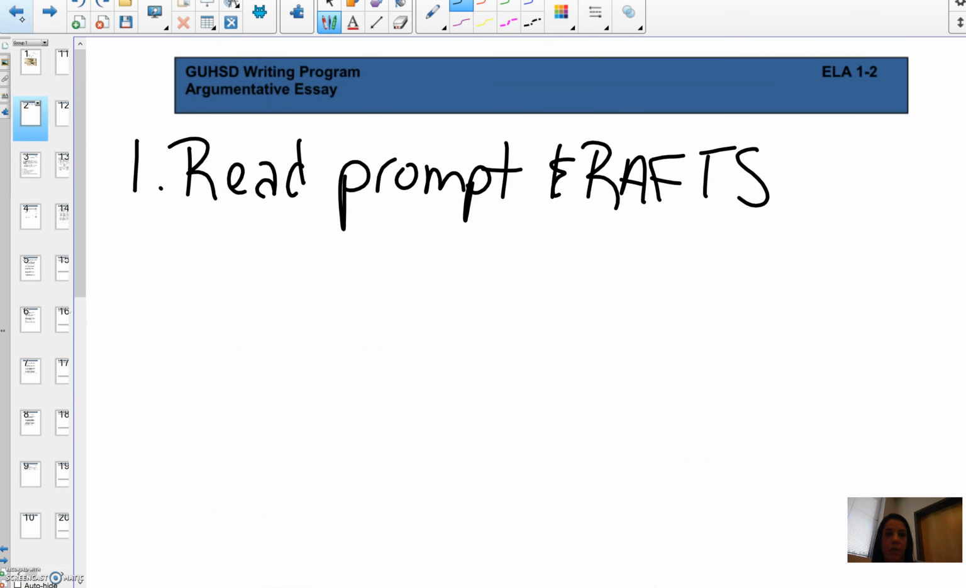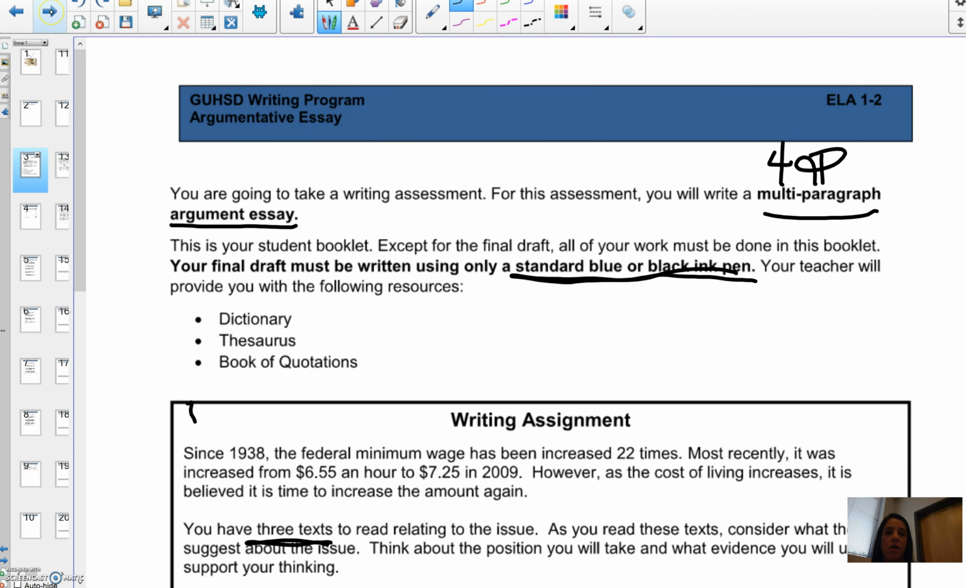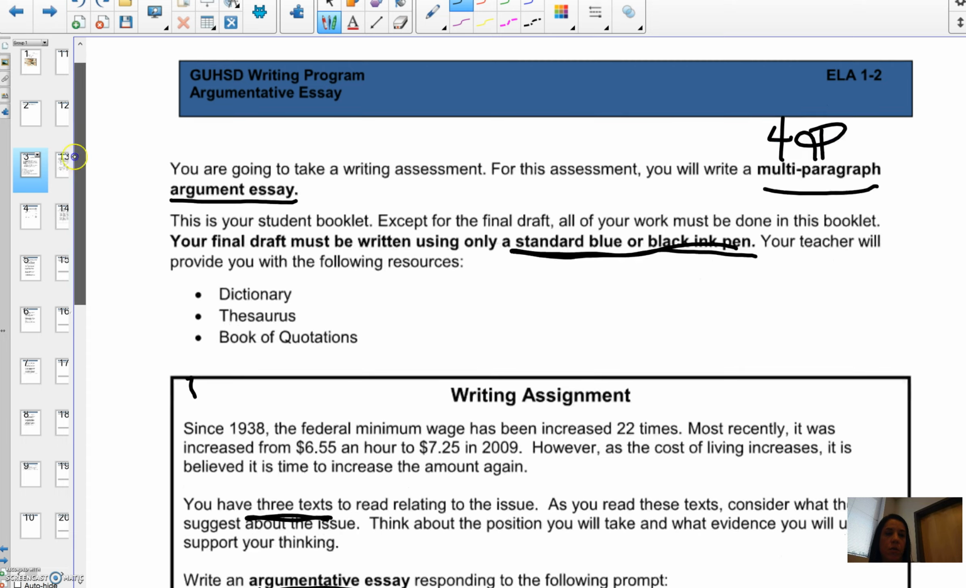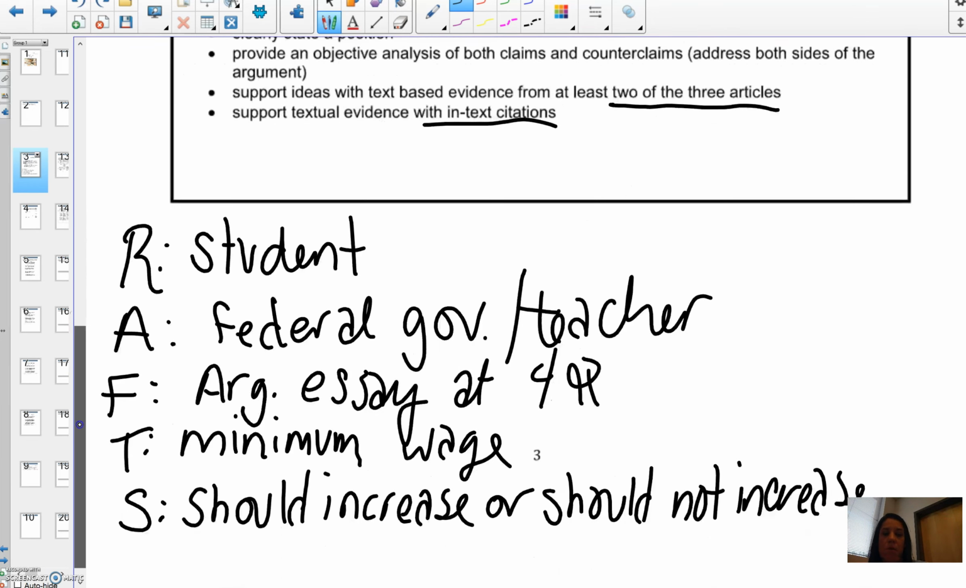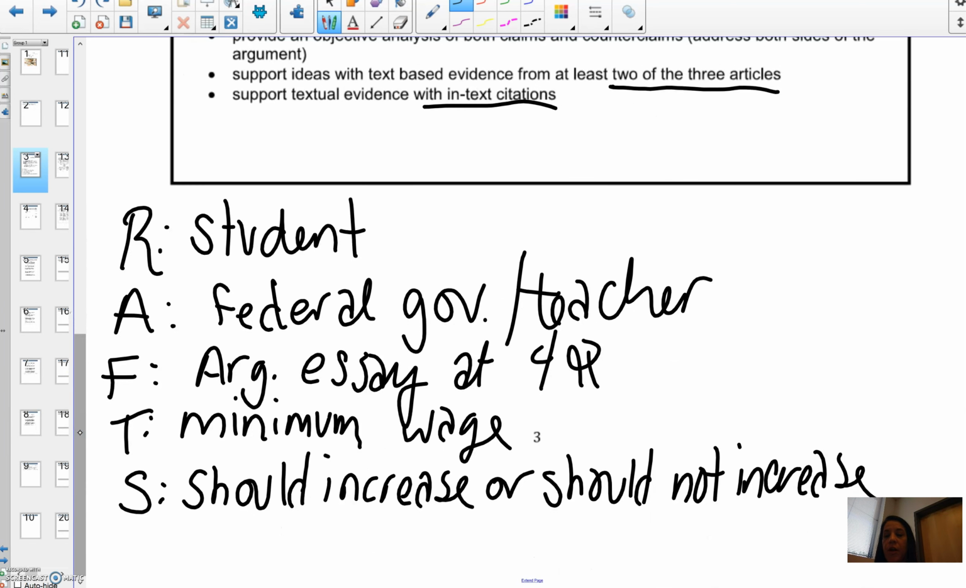If you remember, we said step 1, read the prompt and do RAFTS. So we read the prompt, we took notes on the important things, and we underlined things as I was reading the prompt to make sure I remember to go back and think about them. And then on the bottom where there's some blank space, I figured out RAFTS. Role was student, audience, federal government or the teacher, format, argument essay of at least 4 paragraphs, topic, minimum wage, and stance, I'm going to decide if we should increase the minimum wage or should not increase the minimum wage.